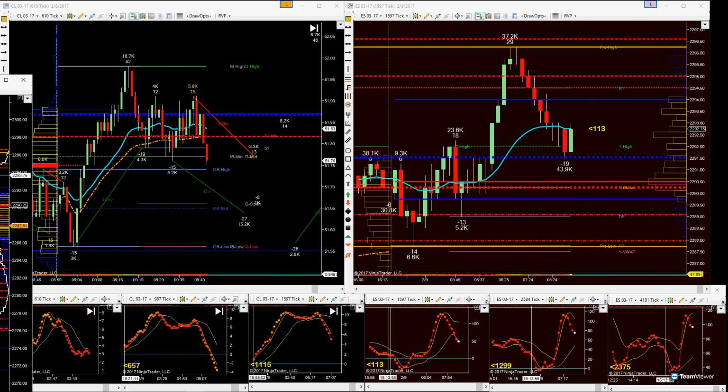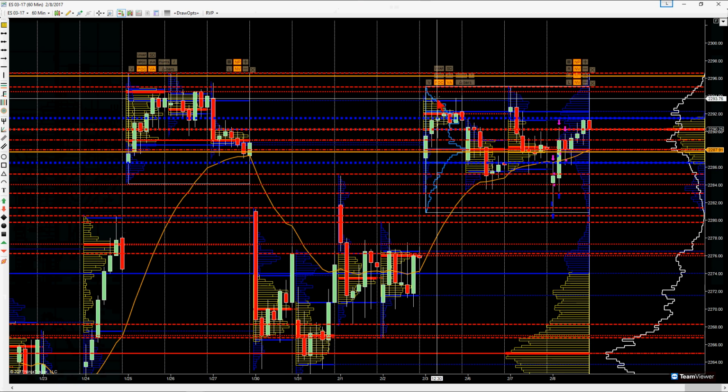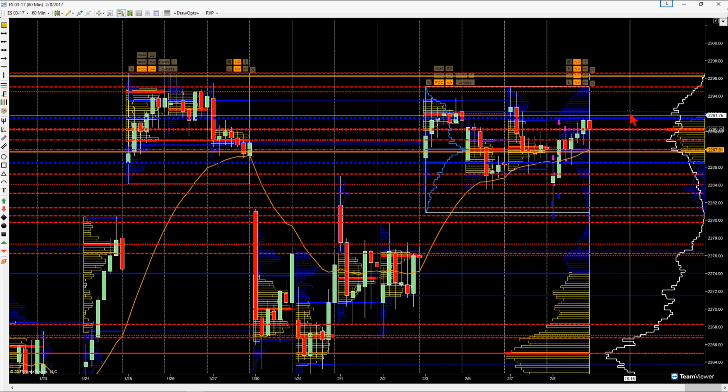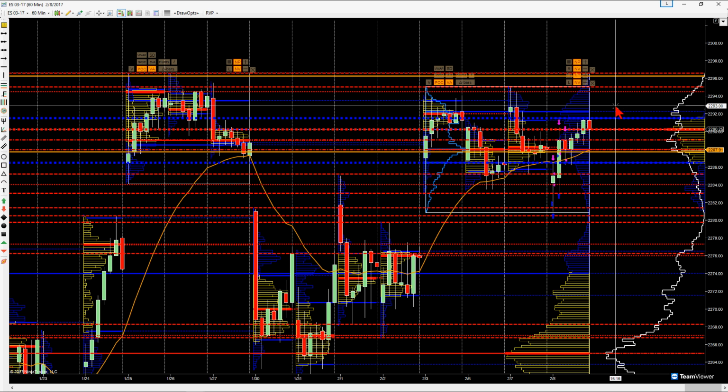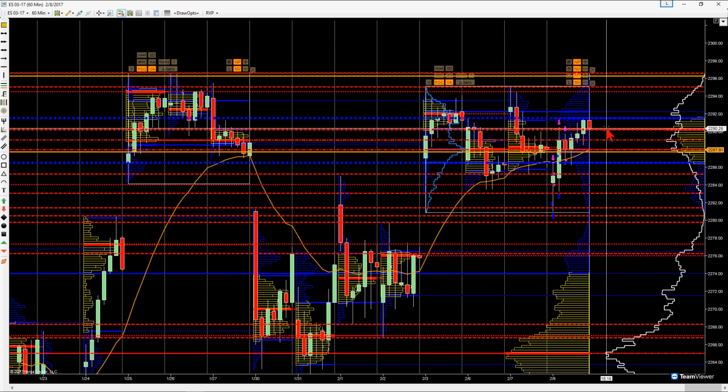There we go. Okay, 2292.75. So we're trading here. Let's take a look what that does in relation to yesterday. So we're opening outside yesterday's range. Okay, no problem. So what we'll do in a second, let's do it first. Let's adjust the high and low.